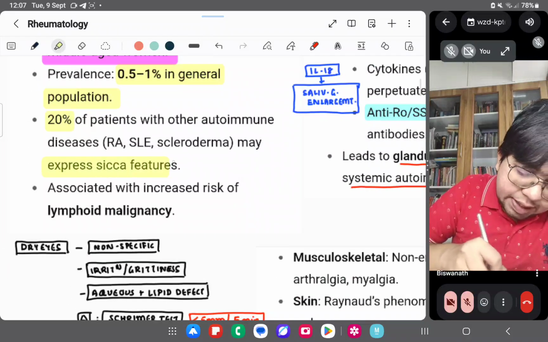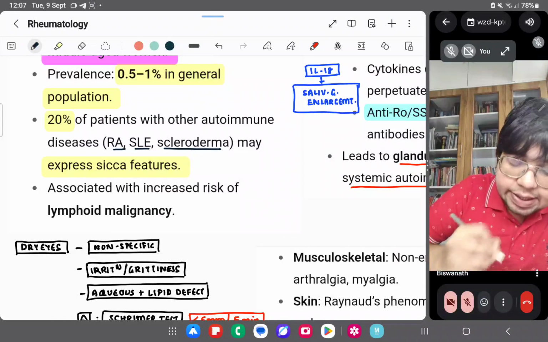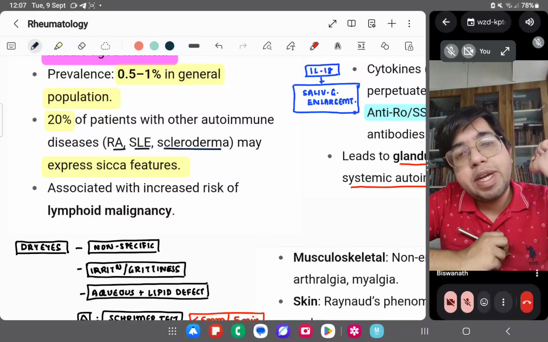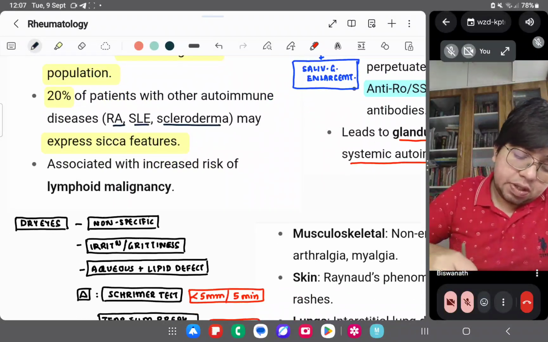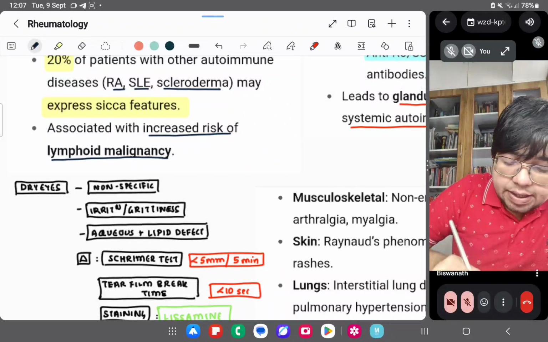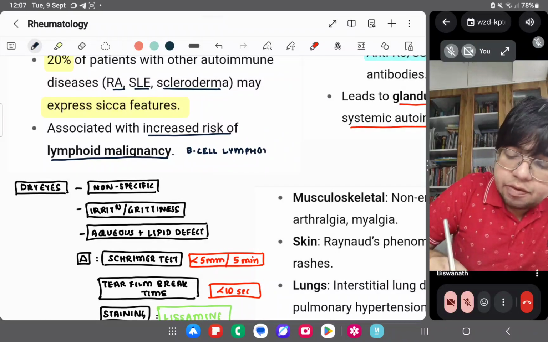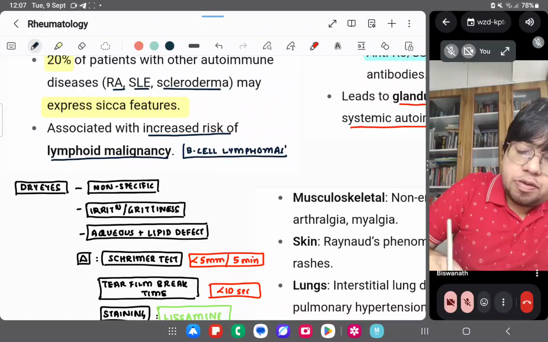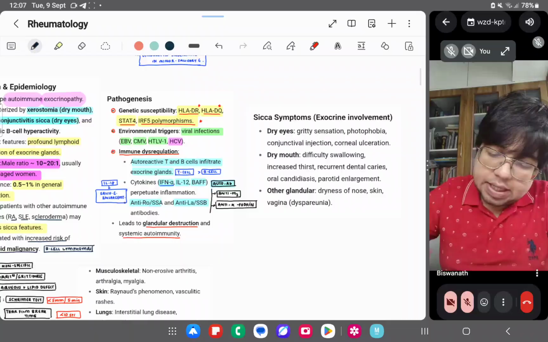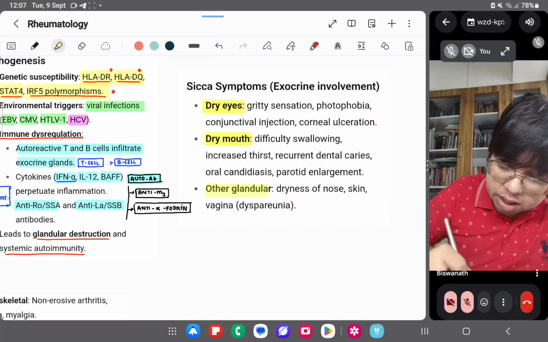20% may express sicca symptoms. Okay, 20% with other autoimmune disorders, SLE, scleroderma. Sicca symptoms are dry eyes, dry mouth, or all the things are dry, mucous membranes are dry. They express sicca features associated with increased risk of lymphoid malignancy, that is B cell lymphomas. Okay, so I'm sure you must be understanding all the statements now, right?